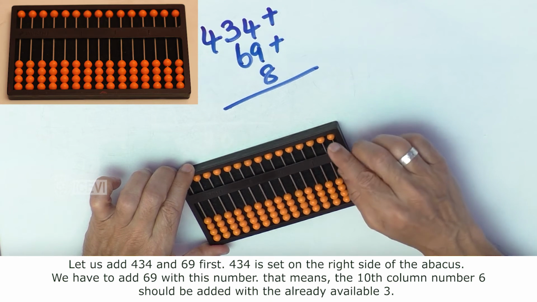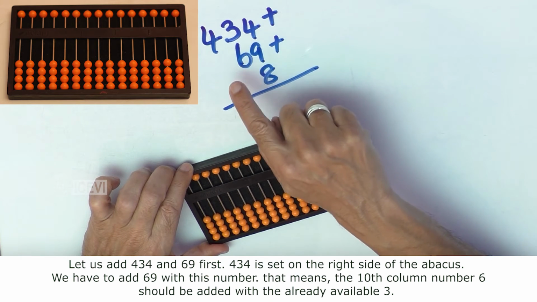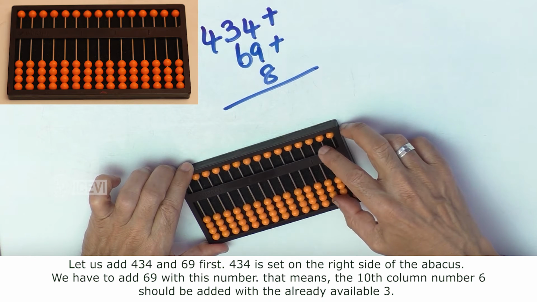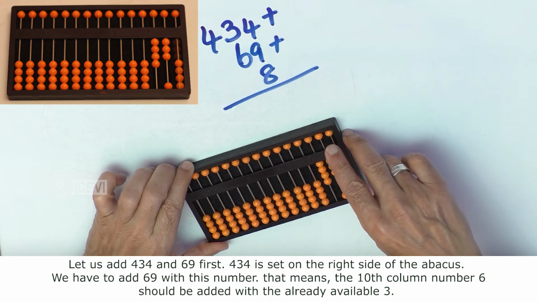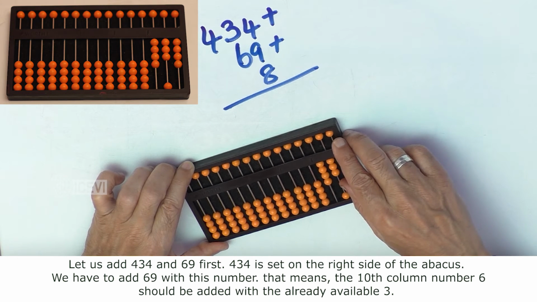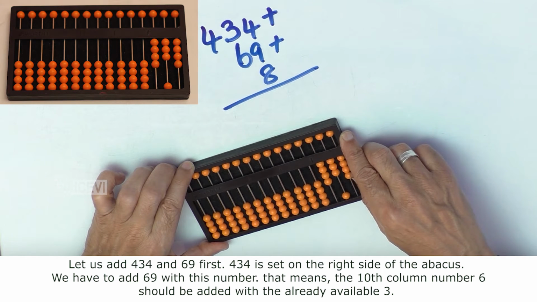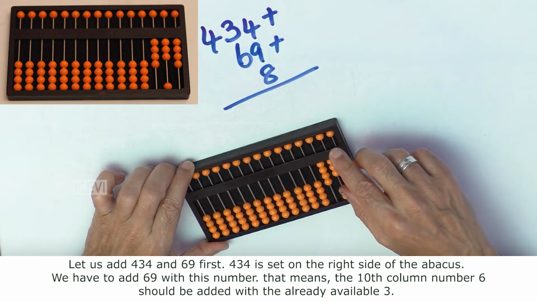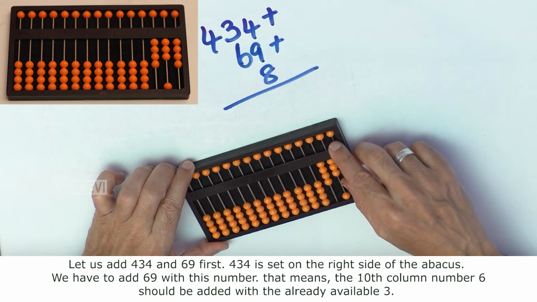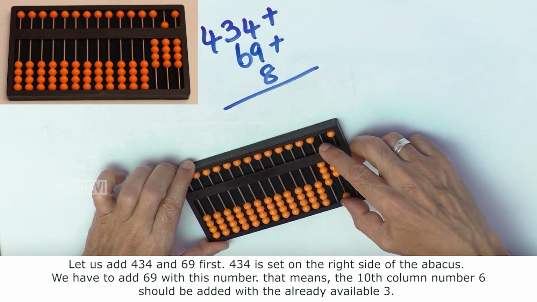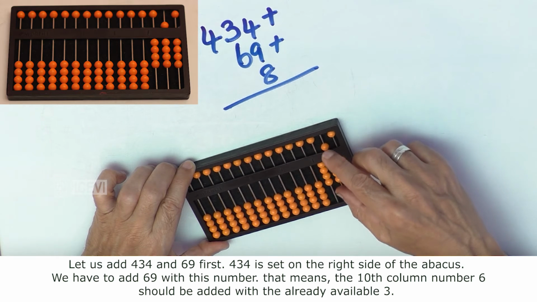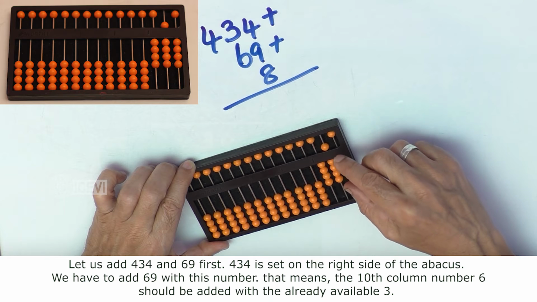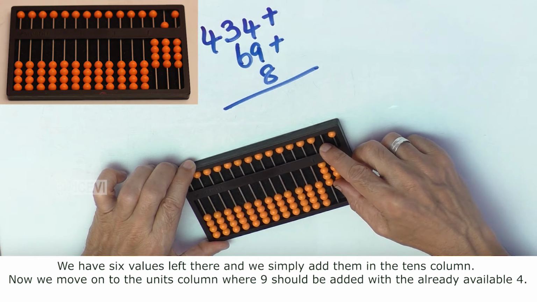Let us add 434 and 69 first. 434 should be set on the right side of the abacus. We have to add 69 with this number. That means the tens column number 6 should be added with the already available 3. We have 6 values and so we have added.